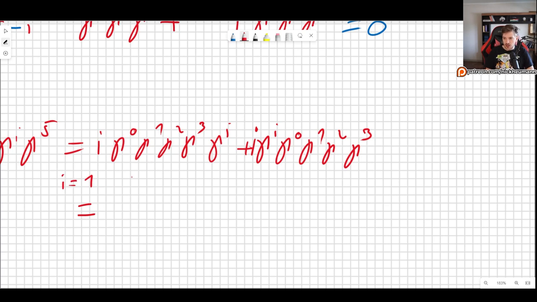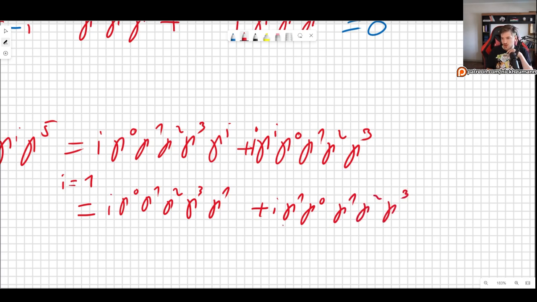So if I is equal to 1, we have I gamma 0 gamma 1 gamma 2 gamma 3 gamma 1, plus I gamma 1 gamma 0 gamma 1 gamma 2 gamma 3. On the right side, we can switch the order of this and this, which gives us gamma 1 gamma 0. And gamma 1 squared is minus 1, so we get a minus in front, which will cancel out the other minus, because one minus came from switching the order here, and this squared gives us another minus, so in the end it is positive.